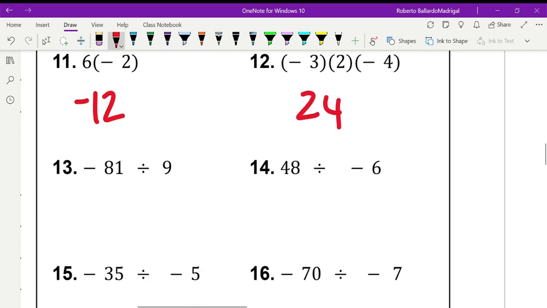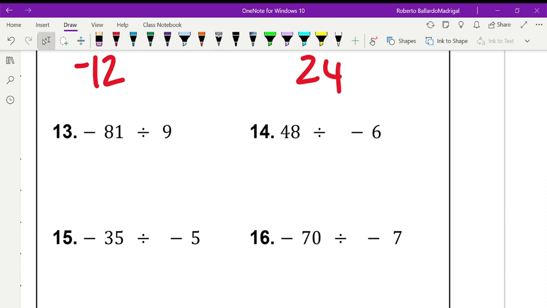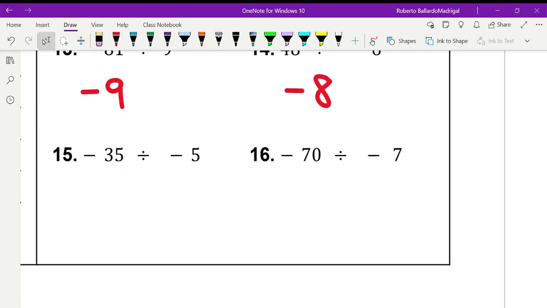Let's move on to division. Negative 81 divided by 9. Jacob. Negative 9. 48 divided by negative 6. Can we hear from other people that haven't volunteered yet? Yeah, go ahead. Negative 8. Negative 35 divided by negative 5. We know our 5s. Who hasn't volunteered yet?